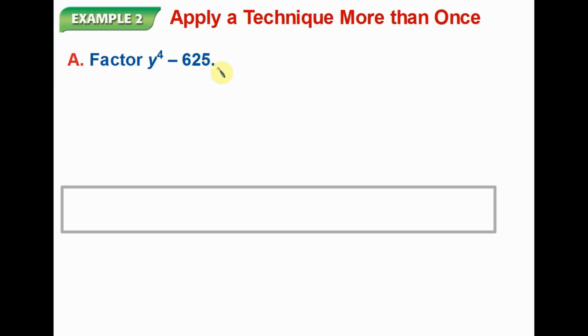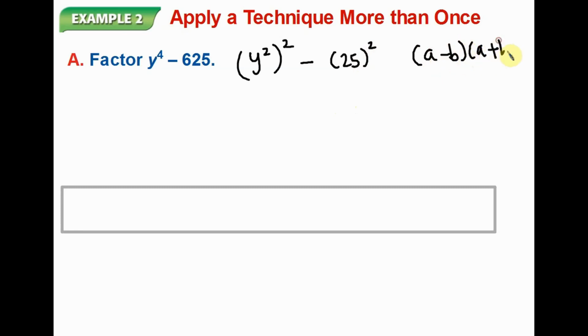Here's example number 2, part A. Factor y to the 4th power minus 625. I can tell that this could be written in another square form. Y to the 4th power could be written as y squared, squared, where 625 is the square of 25. Still, I'm going to follow the a minus b times a plus b form.